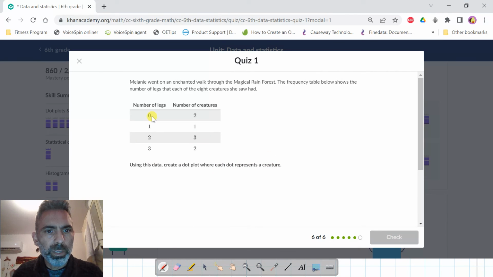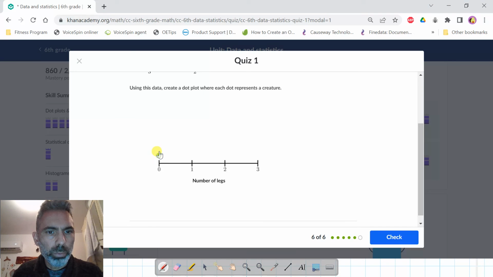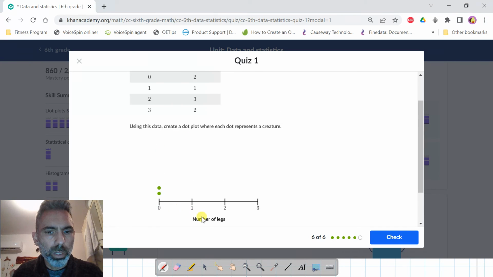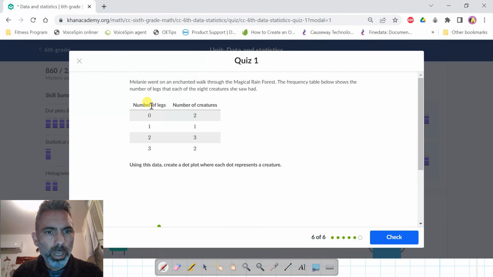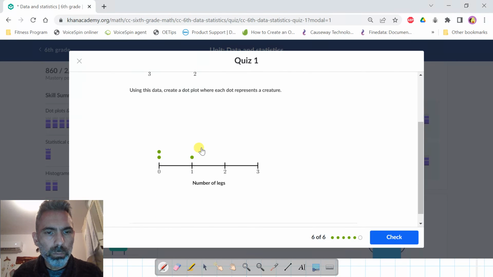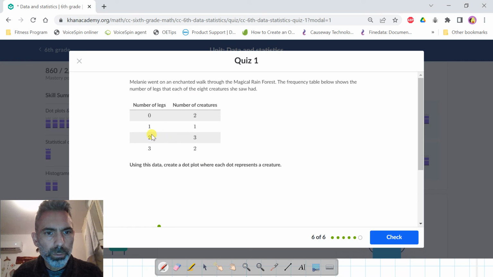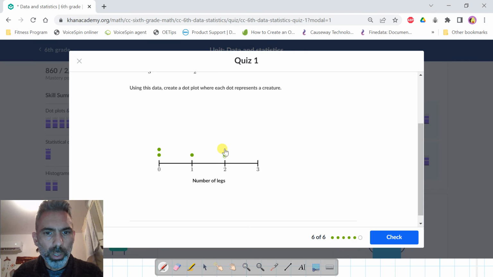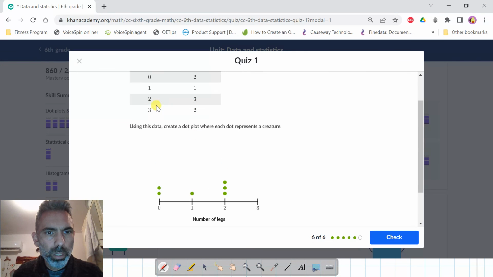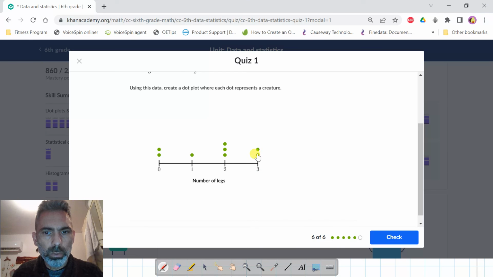So number of legs 0, number of creatures 2. So we put 2 dots here on 0 legs. 1 leg, she saw 1 creature, so 1 dot represents 1 creature. Number of legs 2, she saw 3 creatures who had 2 legs, so 3 dots. And she saw 2 creatures who had 3 legs, so 3 legs, 2 creatures. Each dot represents a creature. Okay, good.